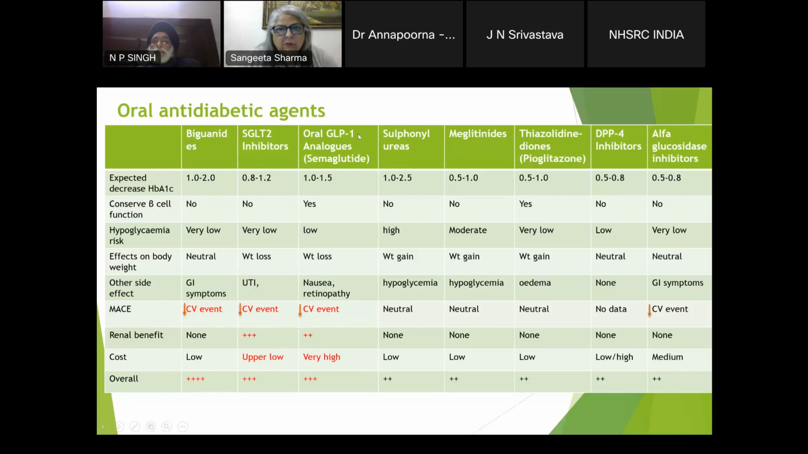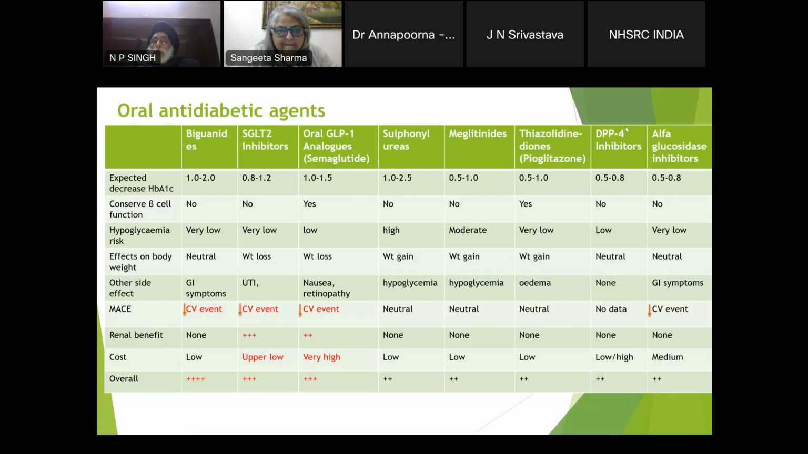Of course, we have our time tested sulfonylurea, which is one of the best drugs to control our blood sugars. However, the issue is that of weight gain. There are more chances of hypoglycemia with this. It is MACE neutral. Similarly, meglitinides are good drugs in certain individuals. Thiazolidinediones cause weight gain to the tune of 4 to 5 kilograms. So obviously, this drug, though very good in decreasing insulin resistance, on the other hand causes edema and obesity.